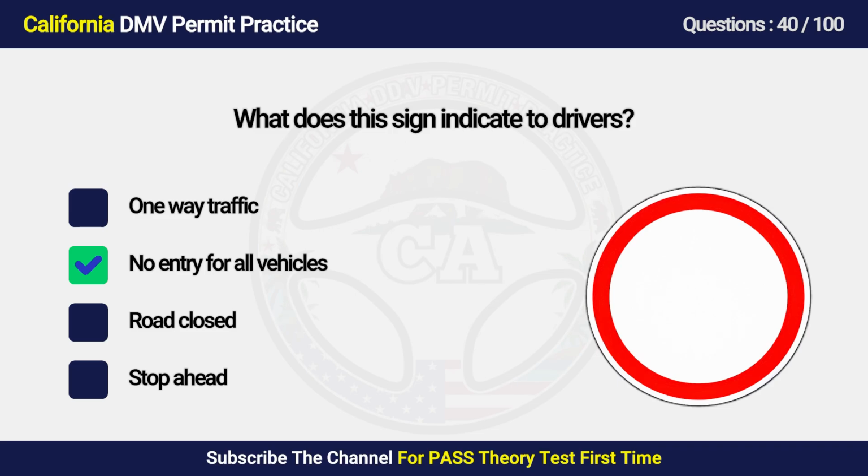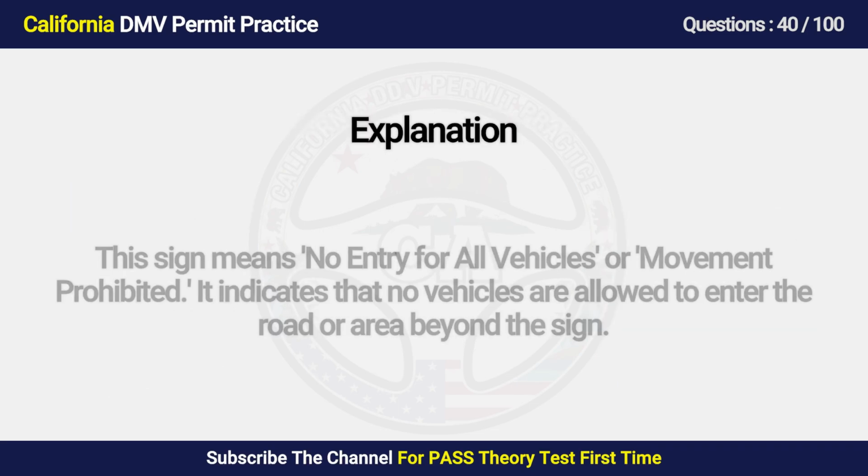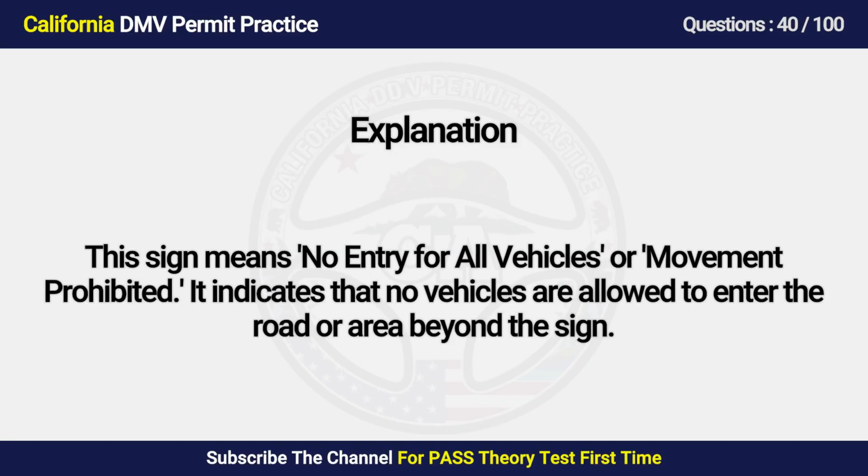Answer is B. No entry for all vehicles. This sign means no entry for all vehicles or movement prohibited. It indicates that no vehicles are allowed to enter the road or area beyond the sign.